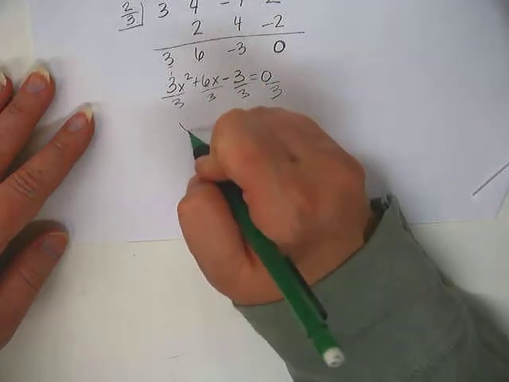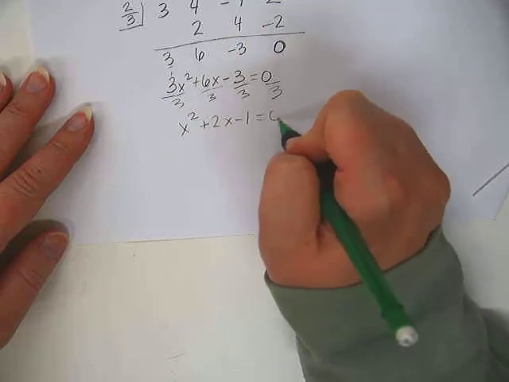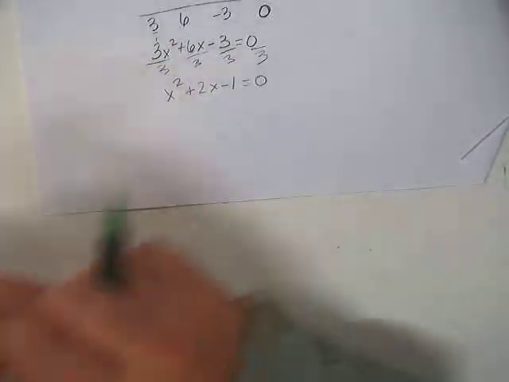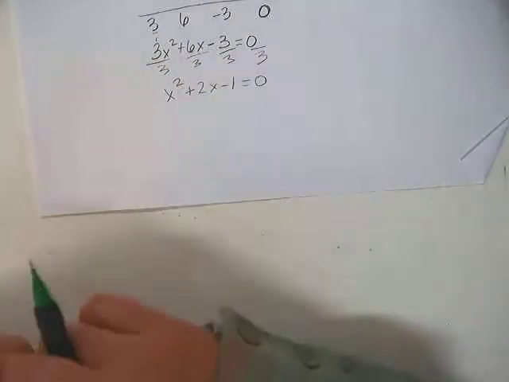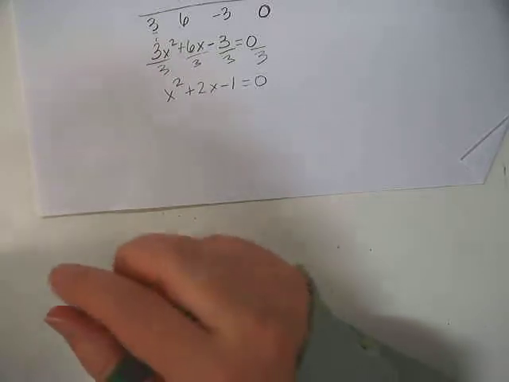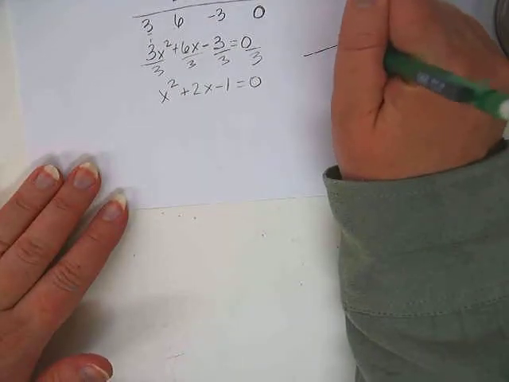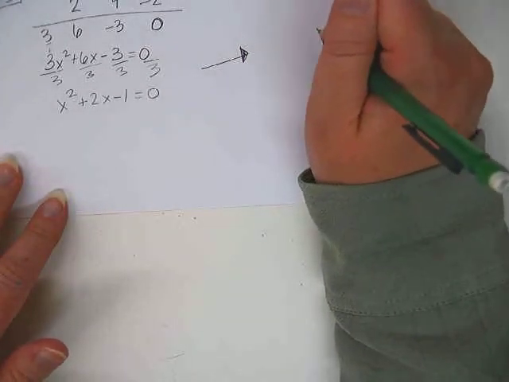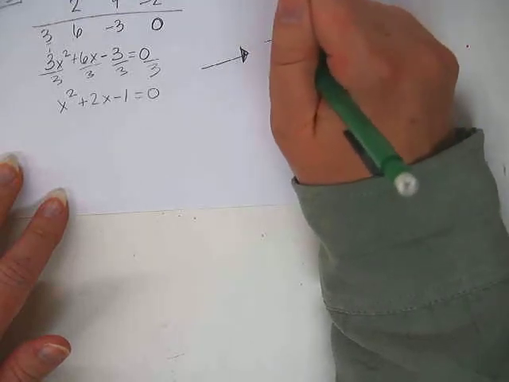Okay. Then to make this easier to solve, we can actually divide everything by 3 for this particular problem. So then we would have x squared plus 2x minus 1 equals 0. Then we could try to factor it. Does that problem factor? Are there any factors of negative 1 that will add up to a positive 2? I can't think of any. So at that point, we're going to do quadratic formula.